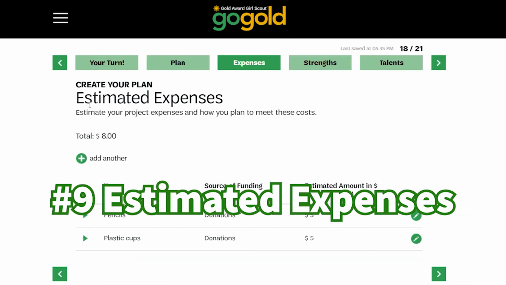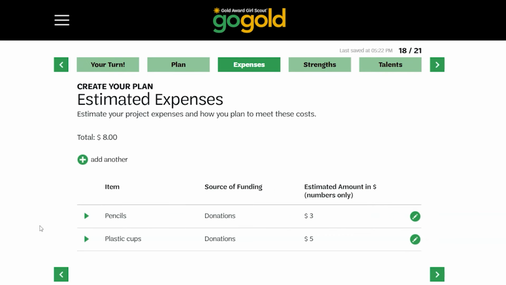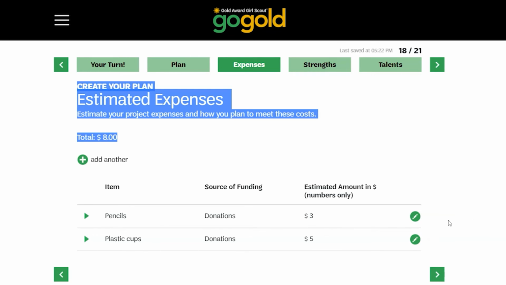Number 9 is your estimated expenses. You're just gonna put your estimated expense. If I were to leave you with any more advice on filling out your proposal, when it comes to your expenses, please do not just half-heart the effort, because obviously $8 was not what the total expenses would be.